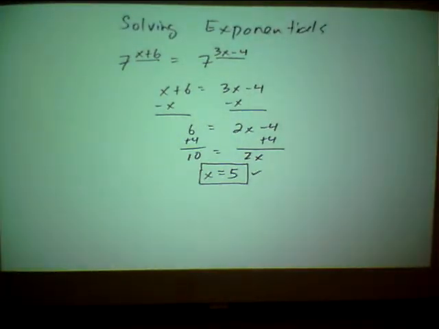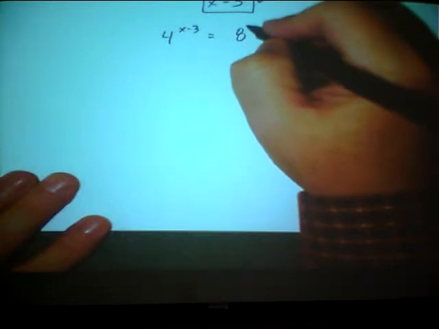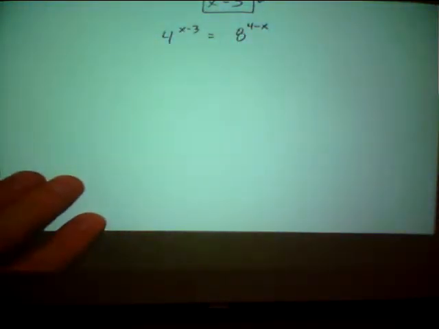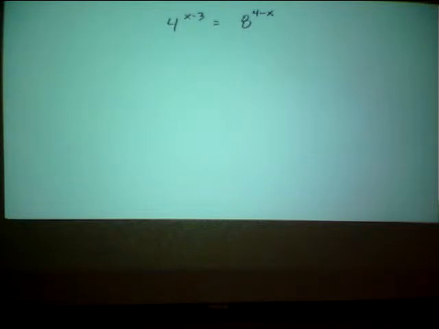Let's look at another example. How about 4 to the x minus 3 equals 8 to the 4 minus x? Okay. I've been saying all along, if we were to solve an equation like this with two exponentials, we have to make sure the exponentials have the same base. Well, for this problem, on the left-hand side, we have a 4, and the right-hand side, we have an 8. Those bases are not the same, therefore, at this point, we're not able to really solve it.